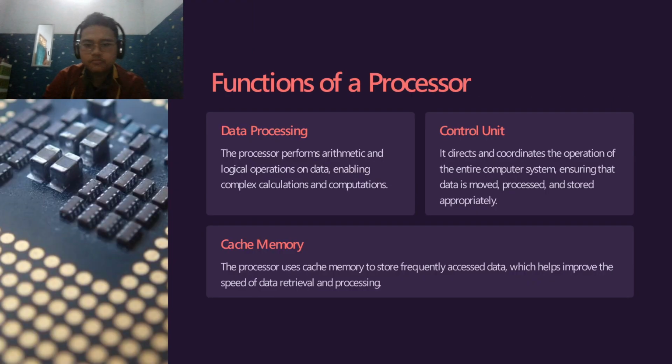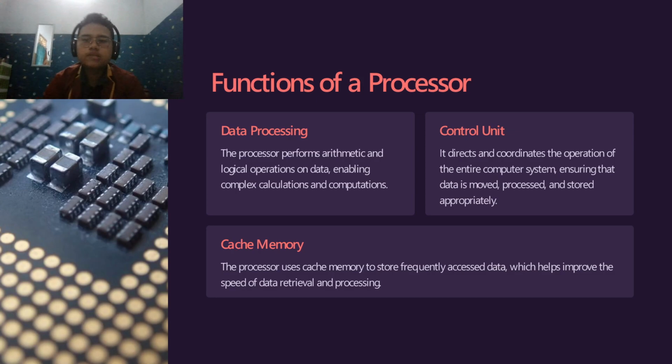Next, the function of a processor. The first function of a processor is data processing. The processor performs arithmetic and logical operations on data, enabling complex calculations and computation, like arithmetic, for example one plus one and so on.